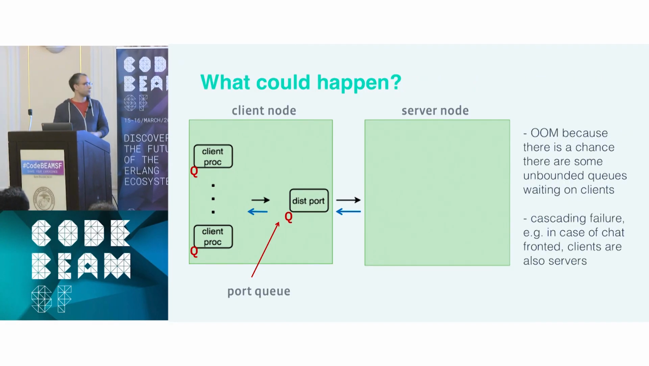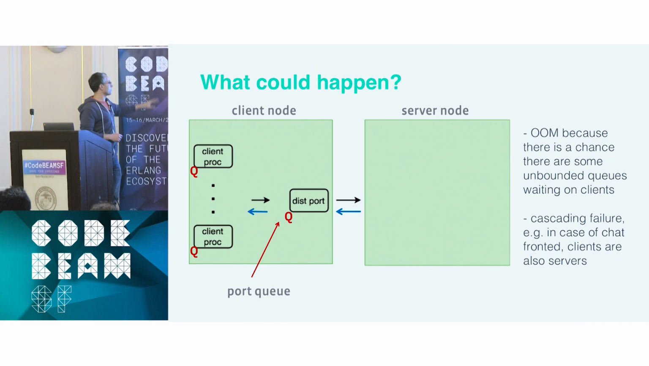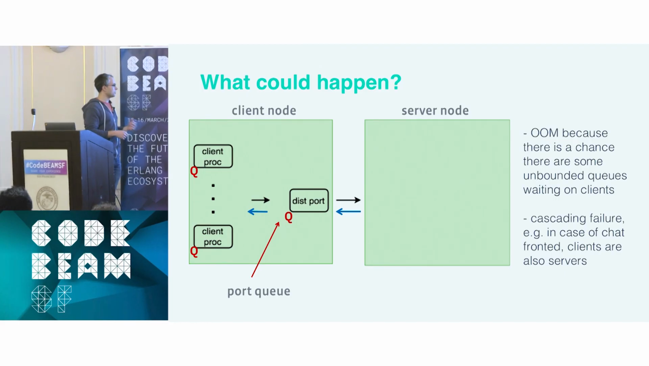Well, it's going to queue, or there could be other queues in the system because, for example, in the case of our front-end nodes, they're both kind of client and server at the same time. It's very symmetrical. And if that happens, there is a high chance of it going out of memory or triggering a cascading failure because of that.